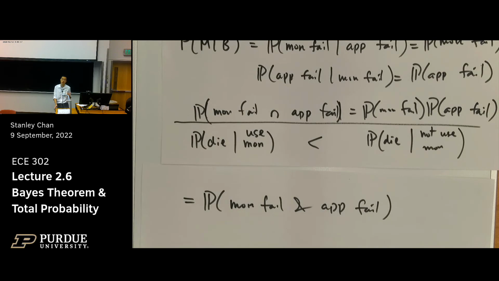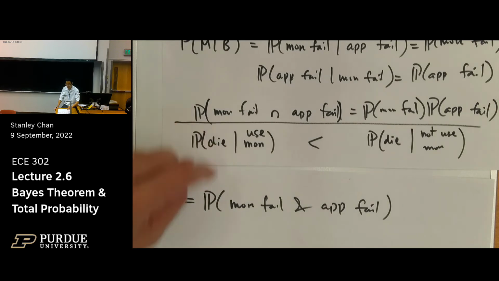But if you think about it, this event is the same as that event. Right? If you're using the monitor system, there are only two possible cases of the monitor system. Either it works, or it doesn't work. There's no third case, okay? So if it works, then it should be okay, because even if the apparatus fails, you will alert the physician, so the life will be saved. So it has to be that the monitor system fails and the apparatus fails. Then the patient will pass away. Okay, so these two are actually the same event.